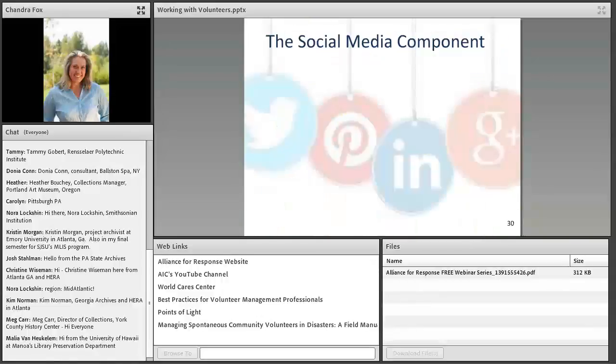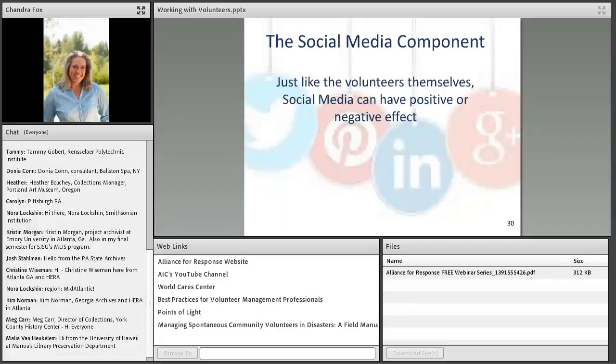So, social media. I alluded to this earlier as well. And you cannot talk about any type of interaction with the public these days and not consider the implications of social media. It is flat out inescapable. You have to address it. You really do. And just like the volunteers themselves, social media can be positive or it can be negative. And you just have to deal with it.